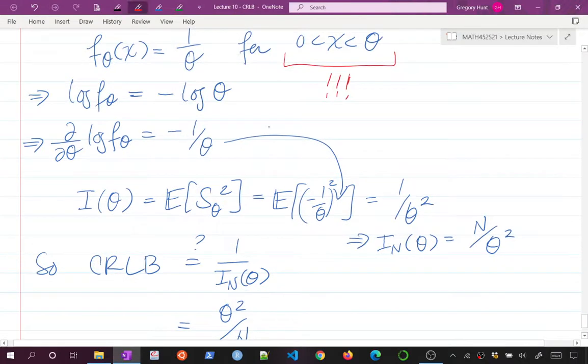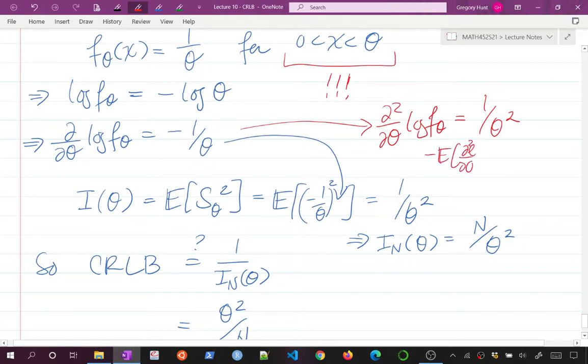Notice here that more concerning is that if I take my second derivative, that was 1 over theta squared, right? And so that's not equal, right? So you get a weird sign issue. So negative the expected value of the derivative of this thing, which should be the information, is negative 1 over theta squared. Huh? The information is negative? That's supposed to be equal to this, which is positive 1 over theta squared. That theorem does not apply.